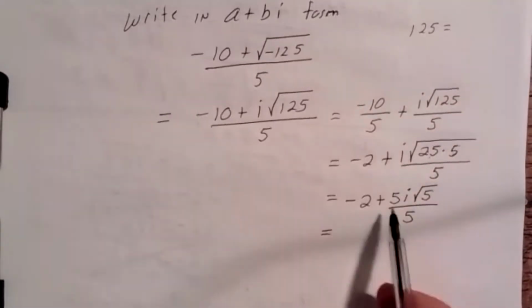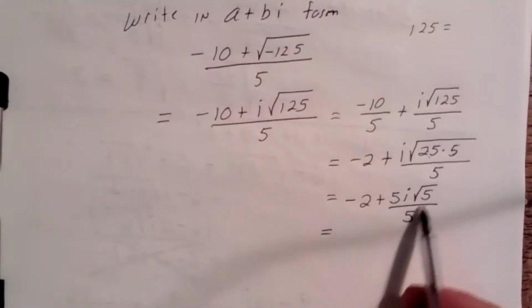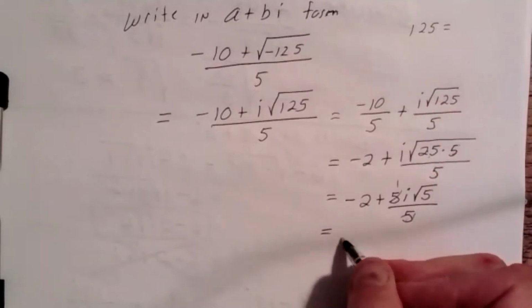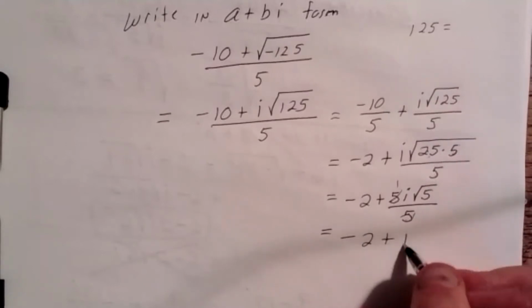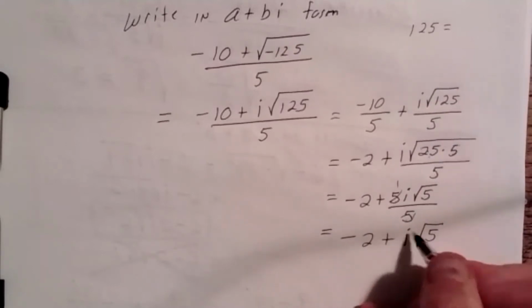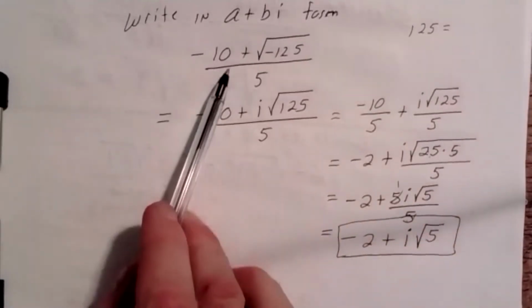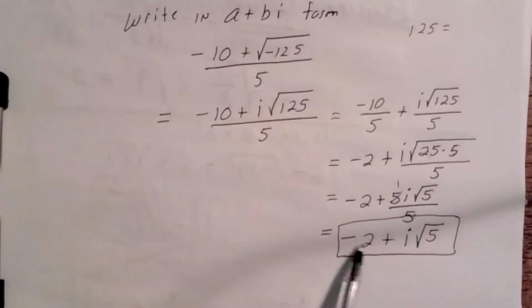Now, these 5s can be reduced. Not these, but these 5s can be reduced. So our final result is -2 plus i times the square root of 5. And ladies and gentlemen, we have accomplished our goal of rewriting this in standard form, a plus bi form. All right. Questions so far?